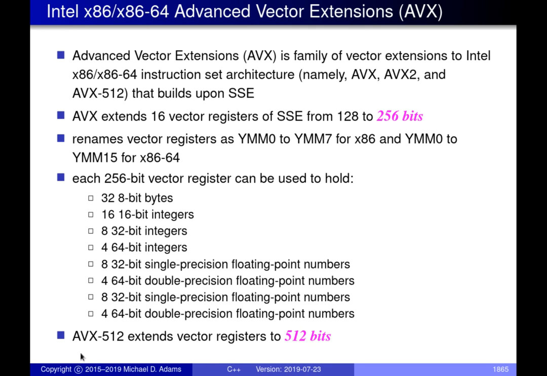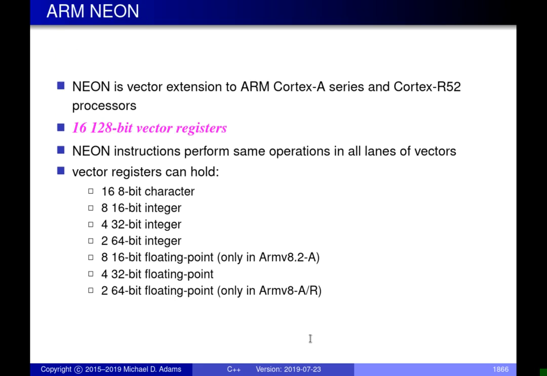And then there's AVX-512, which is essentially just extending the size of the vector registers to 512 bits, so you can pack basically twice as many elements into the vector registers as before. And probably the trend you're going to see over time is that this number of bits just keeps going up and up.